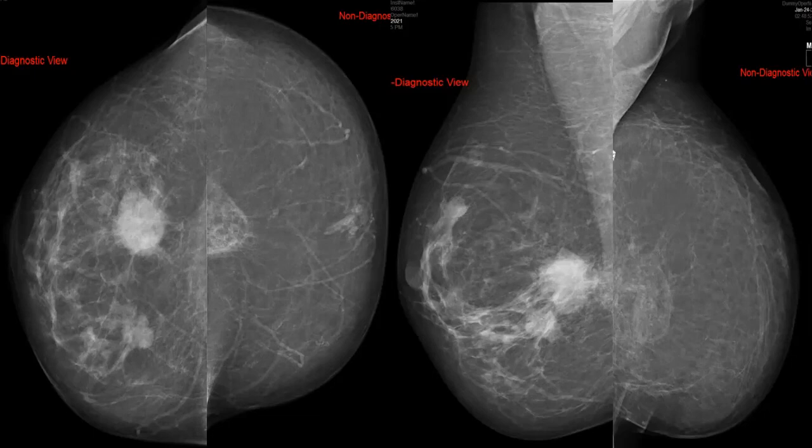Where is the recurrence? The area of the focal asymmetry in the left breast. What about this focal asymmetry? How can you describe it? Okay, let me show you. Let us proceed, because of the time.